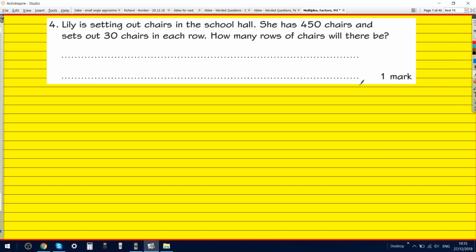Okay, let's try this one. Rhea is setting out chairs in the school hall. She has 450 chairs and sets out 30 chairs in each row. How many rows of chairs will there be? We can, I think, divide 30 from 450.